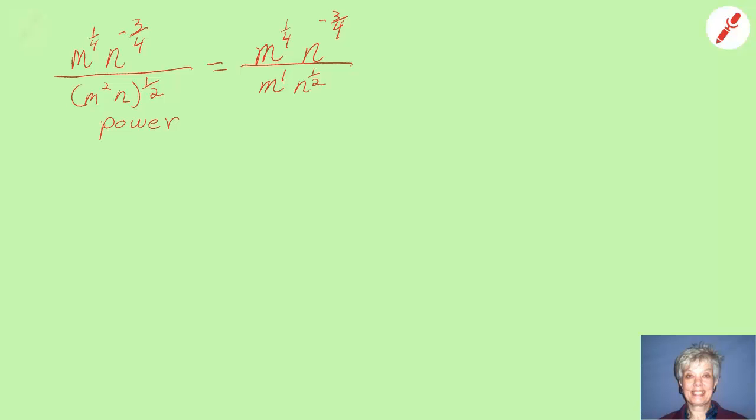Now notice I have two bases. I have the variable M and the variable N. The power on M is going to be 1/4 minus 1, and the power on N is going to be negative 3/4 minus 1/2. Now I'm going to have to figure out what those are, or you can use your calculator.